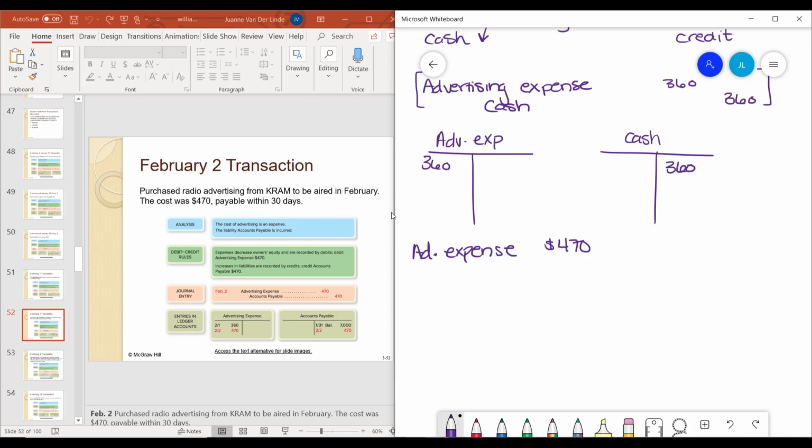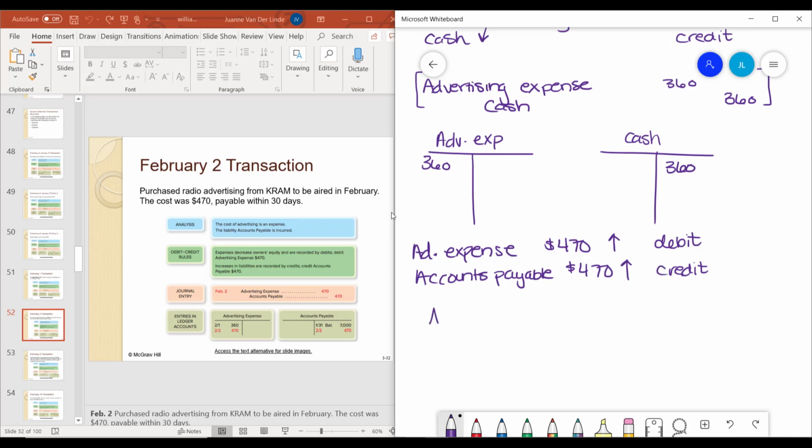So instead of cash being involved, that means accounts payable is involved, right? We owe money now. So your expenses are going up, while your liabilities are also going up, right? Accounts payable is also going up. You owe more money now. How do we increase expenses? We do that with a debit. How do we increase liabilities? With a credit.